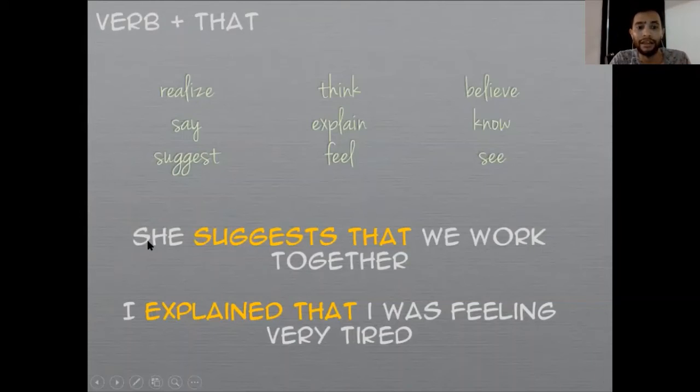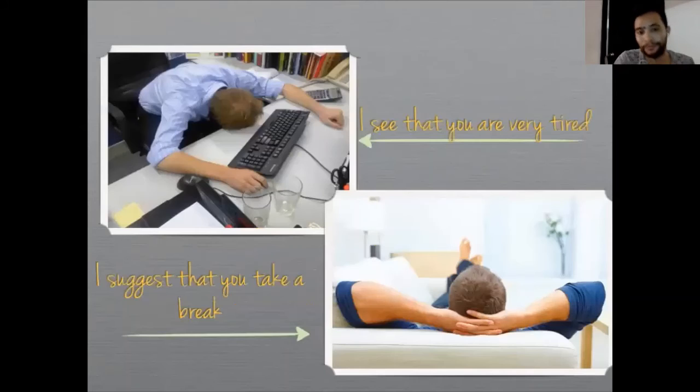So you can say something like, she suggests that we work together. I explained that I was feeling very tired. The pattern that we're using here is the one with that, I mean, a relative clause, right? Let's continue. Take a look at the man here. I see that you are very tired. I see, como me doy cuenta, ¿cierto? Or I realize that you are very tired. I suggest that you take a break. Now remember that suggest can also be used with the ing version, like I suggest you taking a break, right? Also possible.